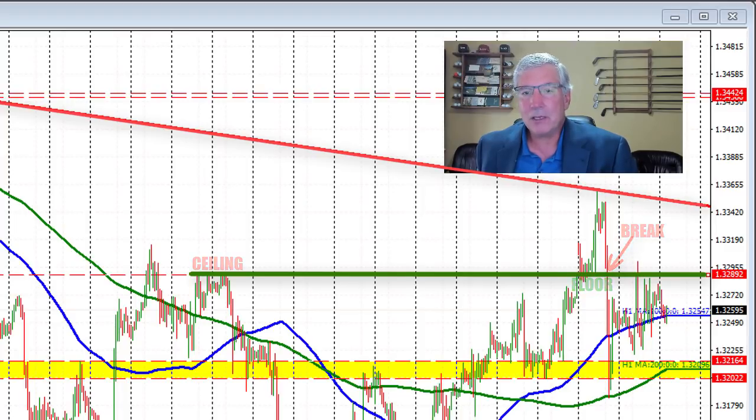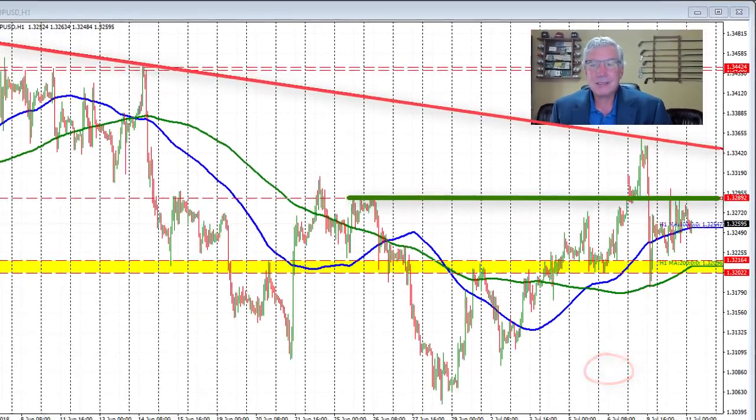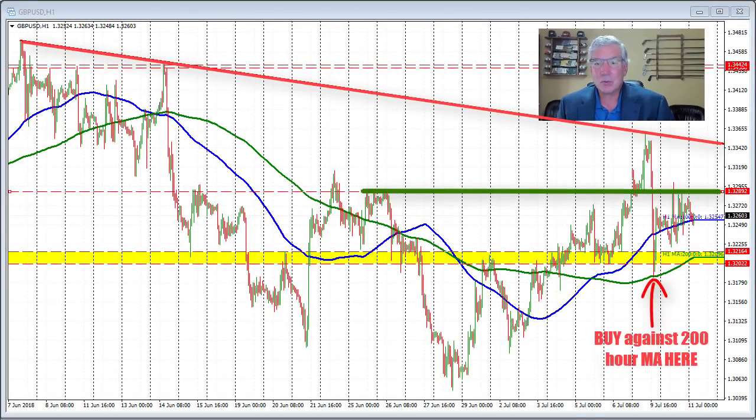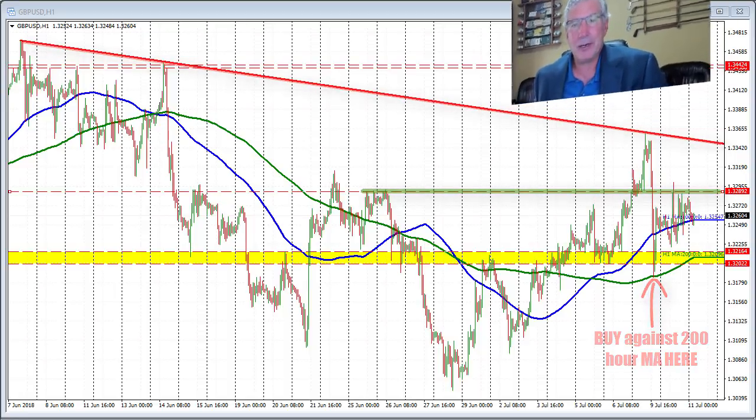If you bought on the fall back to the swing area here, in the yellow area, the set piece failed. It didn't stop at that old level. However, buying against a 200-hour moving average, the green line here, is a set piece that stopped the fall and led to a move back above our yellow area.